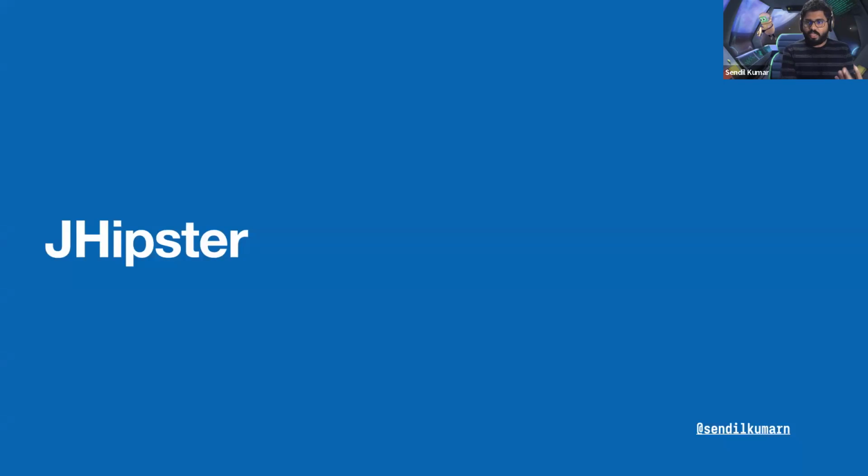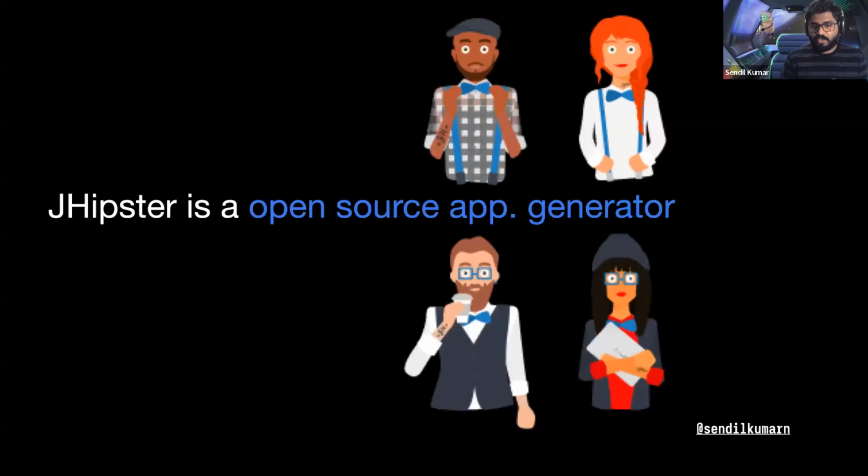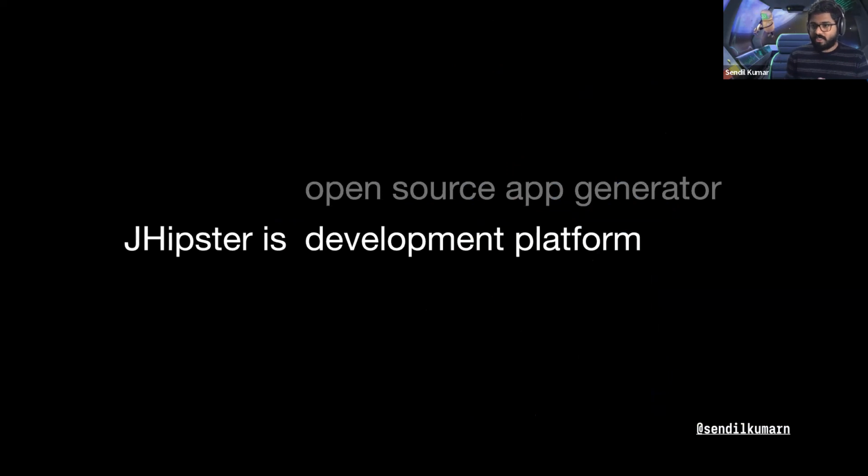So with that, we can develop Spring Reactive. Spring Reactive helps you to develop applications much faster. Then comes JHipster. JHipster is an open source application generator. What it does is generate an application based on the inputs that you're giving. And I'd like to call it a development platform.